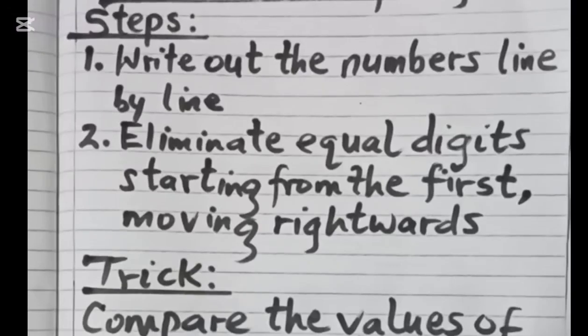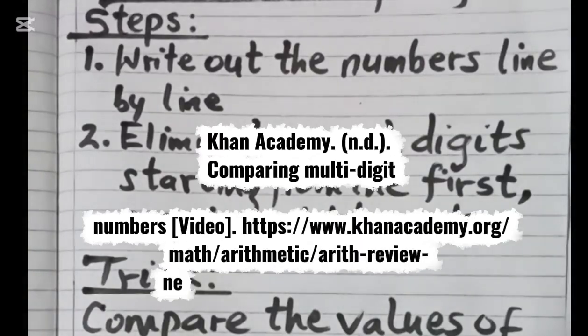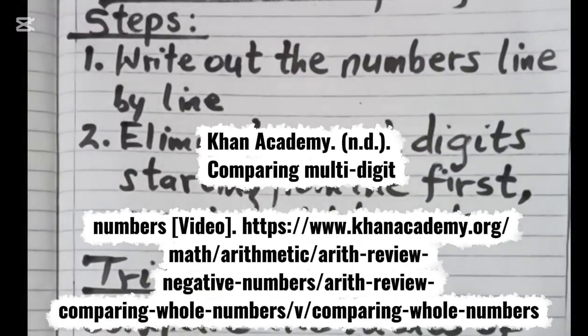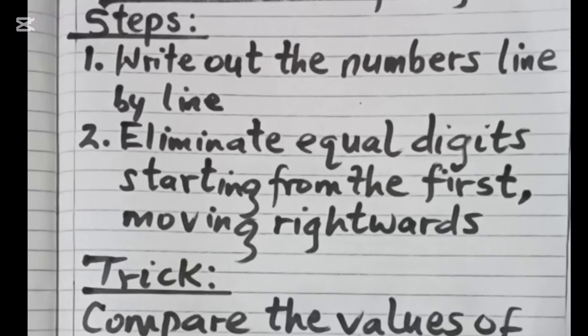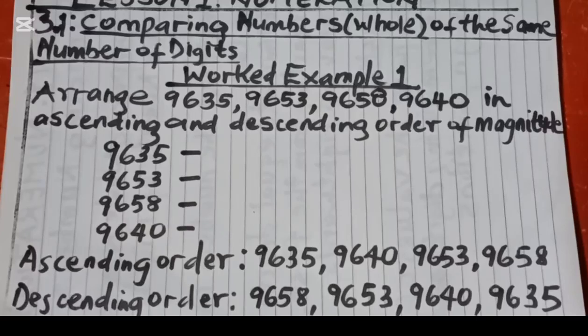98. The steps and the trick involved in comparing whole numbers having the same number of digits. First, in steps, write out the numbers line by line. And next, eliminate equal digits starting from the first, moving rightwards. For the trick, compare the values of the figures of the remaining digits of the numbers and assign positions. Next, worked examples on this.